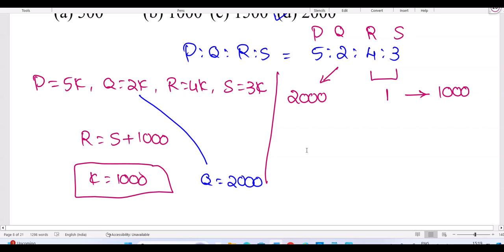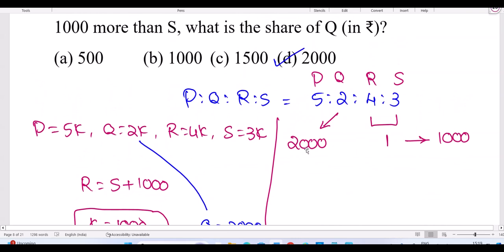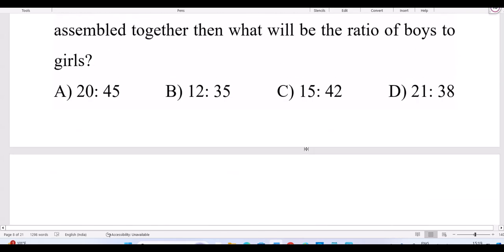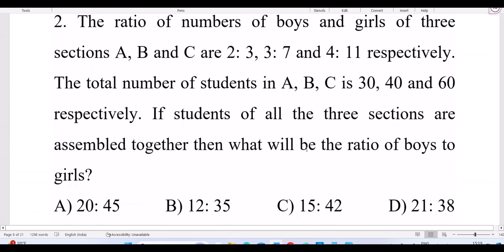Now go to the second question, please. Second question. Option A. Okay, we'll see. Here boys and girls, three different section ratios are given. Now all three sections are combined for some common class, let's say aptitude. If people are attending at one go, all three sections. So now what are boys and girls in all three sections together?